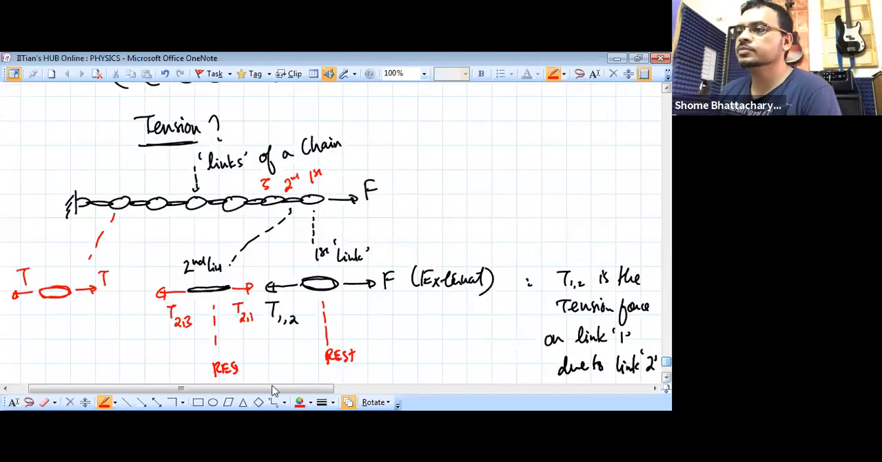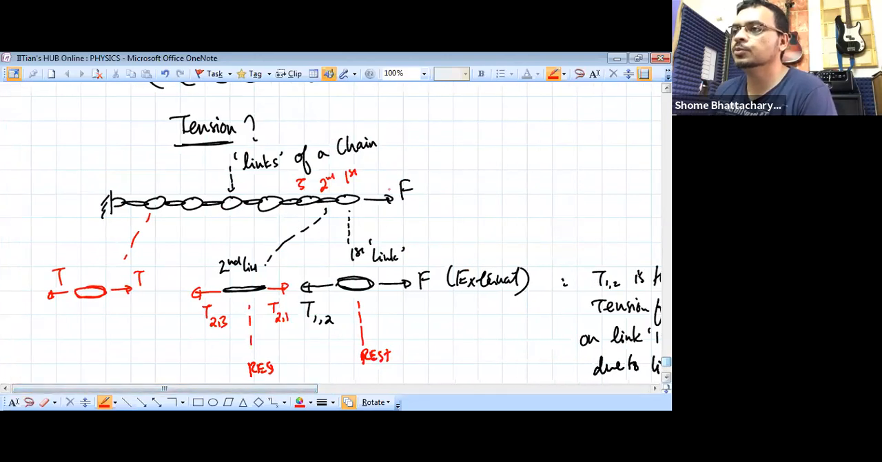So the pulling force between two links of the chain, when you're pulling this with the force F, you can see each link is pulling back the other link. Now the second link is pulling the first link towards the left, the first link is pulling the second towards the right. So now the third one is pulling back the second one with a force towards the left. So those interactive forces between the links are what we call the tension.